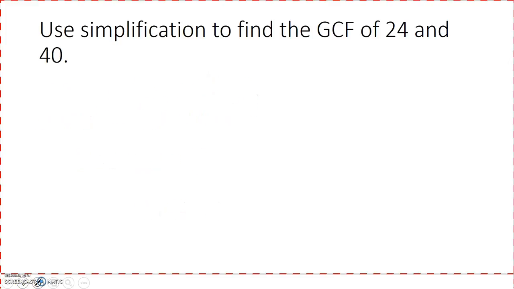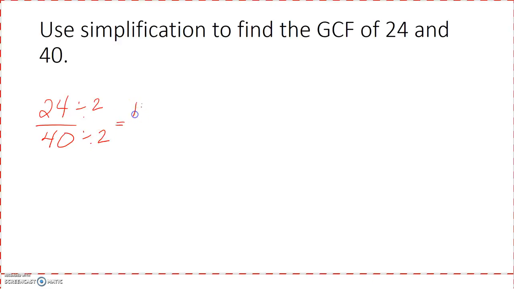Try this one on your own. Pause the video and find the GCF of 24 and 40 using simplification. Okay, let's see how you did. First, you should have set this up as a fraction. Then you can divide the numerator and denominator by common factors. So let's pick 2.